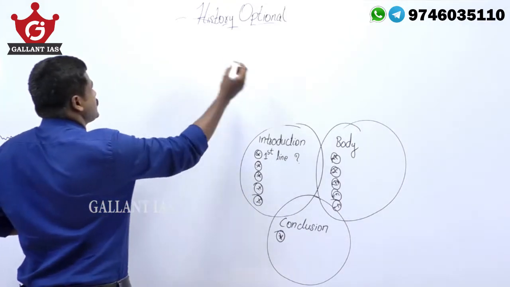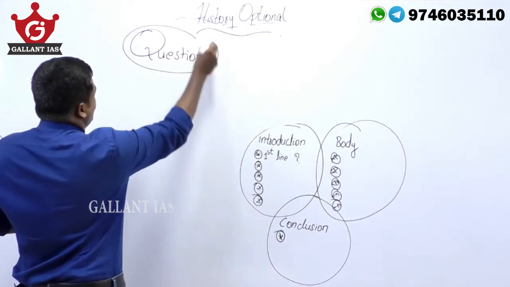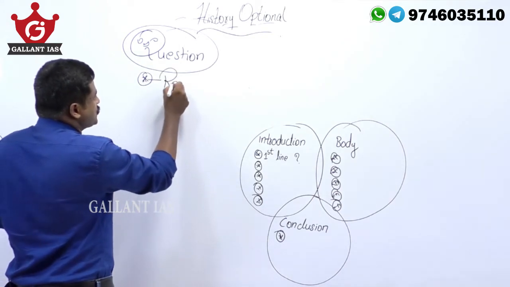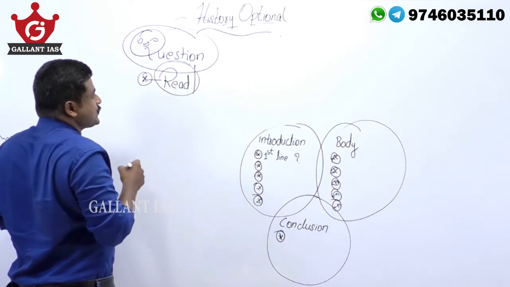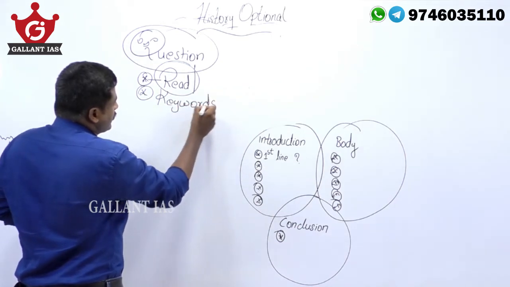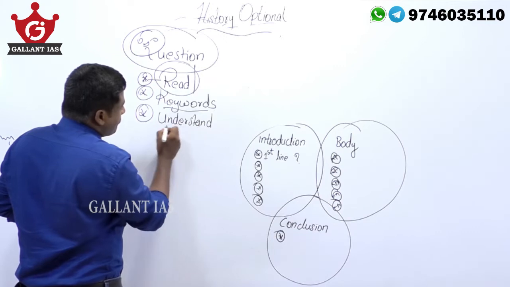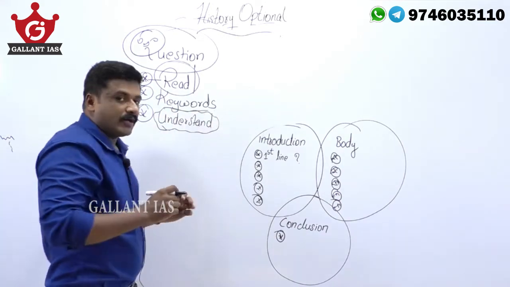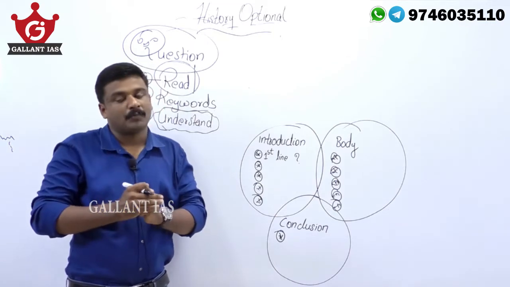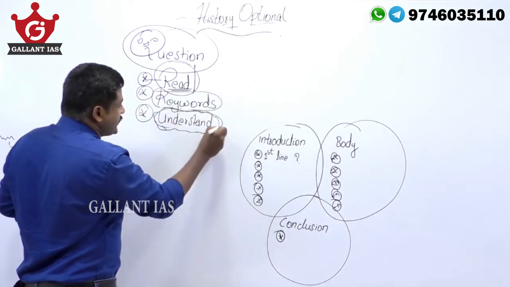We start with the history optional. When it comes to history optional, we start with how to deal with the question. When it comes to the question, the first thing I would tell you is to read the question at least two or three times. Then underline the keywords, then understand the question. Understand the question completely. Complete understanding of the question is very, very important to answer well in your optional. Read the question very carefully, underline the keywords, understand the question completely.